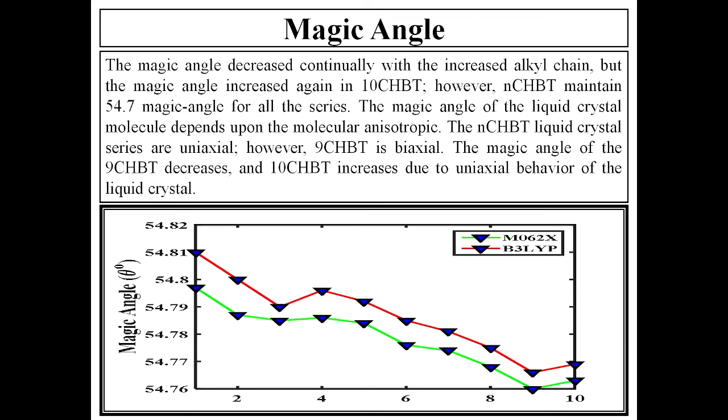Magic angle. The magic angle decreases continually with the increased alkyl chain, but the magic angle increased again in 10-CHBT. However, NCHBT maintains a 54.7 degree magic angle for all series. The magic angle of a liquid crystal molecule depends upon the molecular anisotropy. The NCHBT liquid crystal series is uniaxial, however the 9-CHBT is biaxial. The magic angle of 9-CHBT decreases and 10-CHBT increases due to the uniaxial behavior of the liquid crystal.